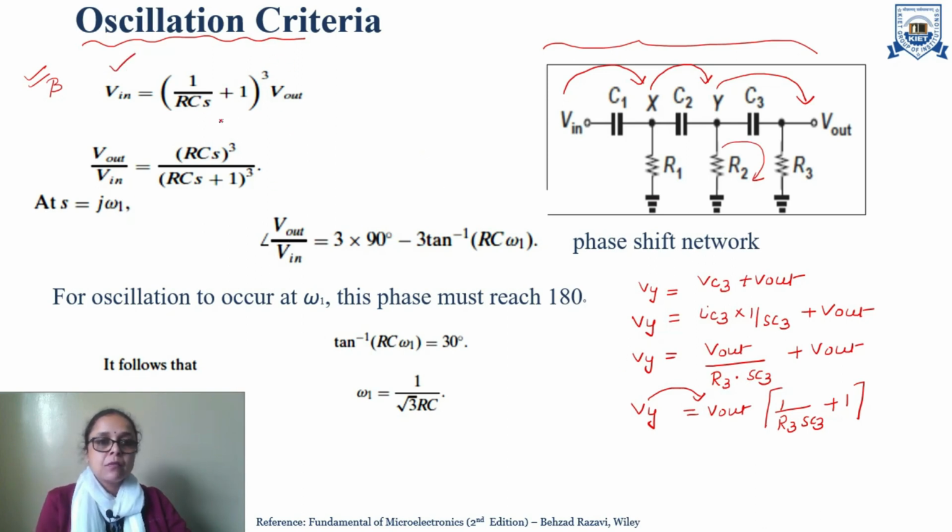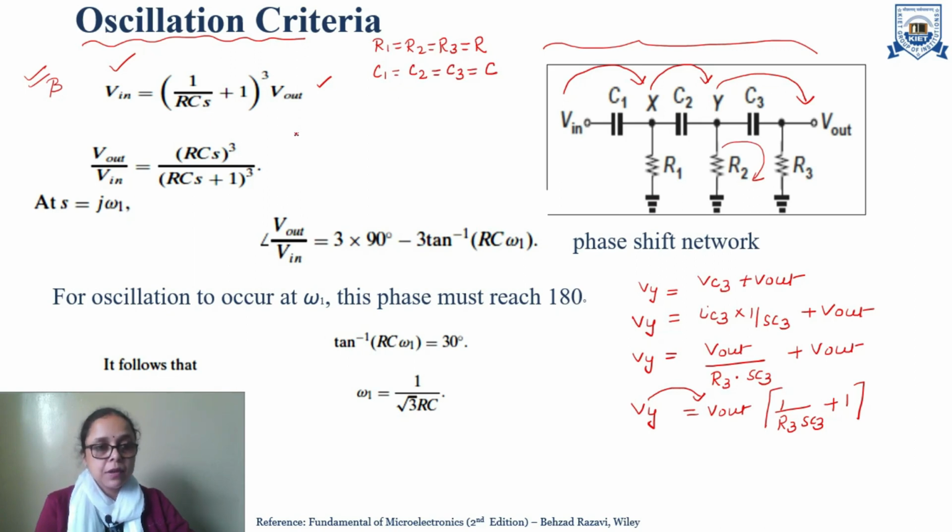It will be 1/(1 + 1/RSC) whole cube, times V out. Here the factor of 1 plus 1 upon RSC will be multiplied. And for simplification, we have assumed that all the resistances R1 is equal to R2 is equal to R3 is equal to R, and all the capacitances C1 is equal to C2 is equal to C3 is equal to C. Now for the oscillation criteria, we need to calculate the phase of this oscillator.